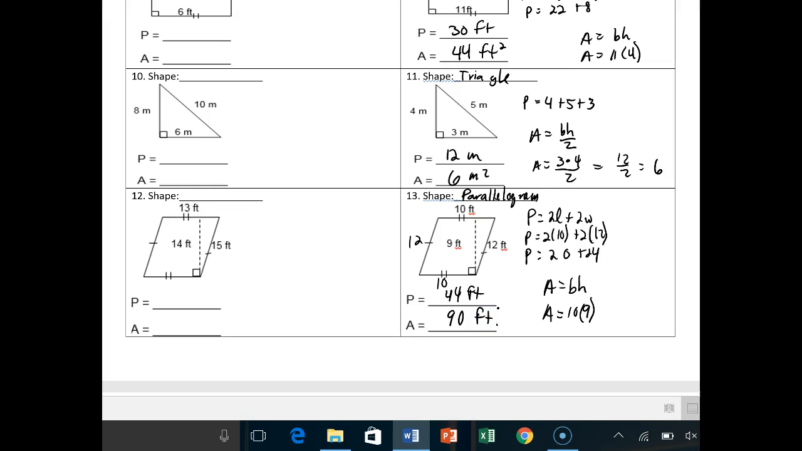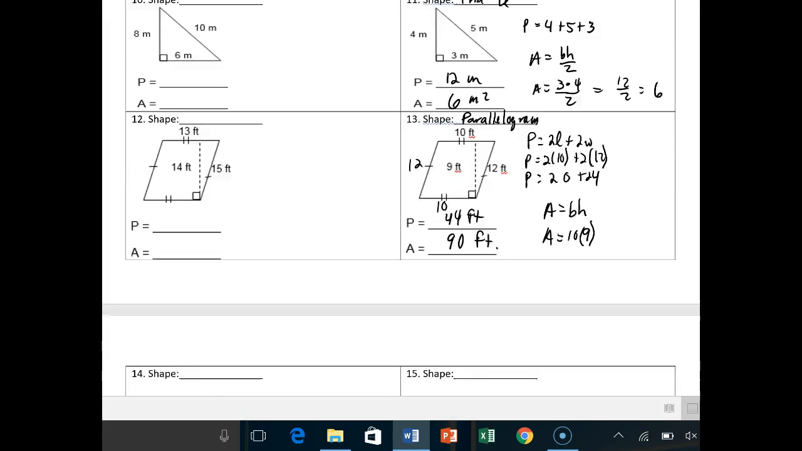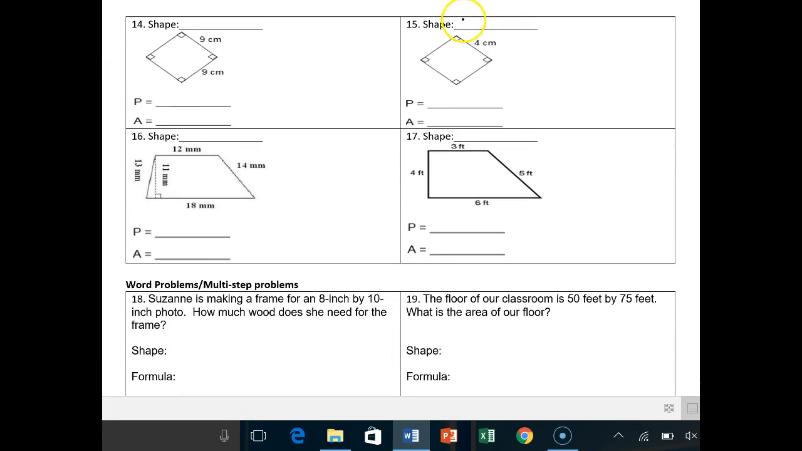So if you haven't already, I'd pause. I do all these problems on the front. They are very similar with just different numbers. All right, on the back, we got a square. The perimeter for a square is 4s, or perimeter is equal to 4, in this case, times 4, 4 times the side length, which is 16 centimeters.